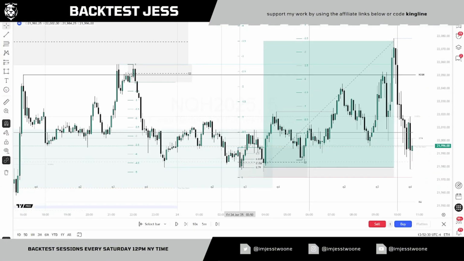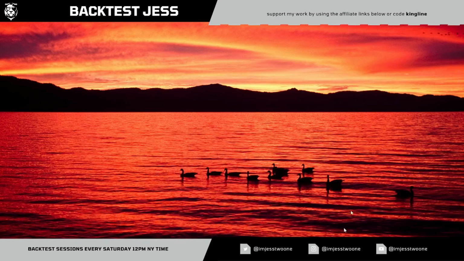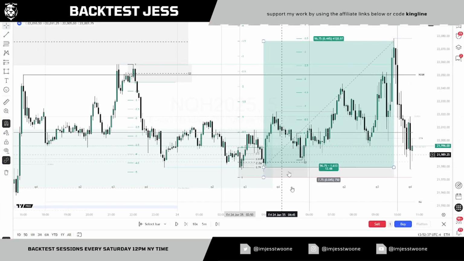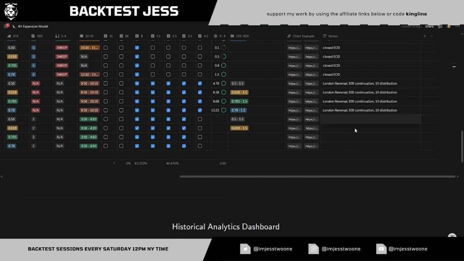Any notes on this? Do I have any notes on this? My notes would be confluence of one hour busy, 25% previous day range, and midnight, all same level or area.